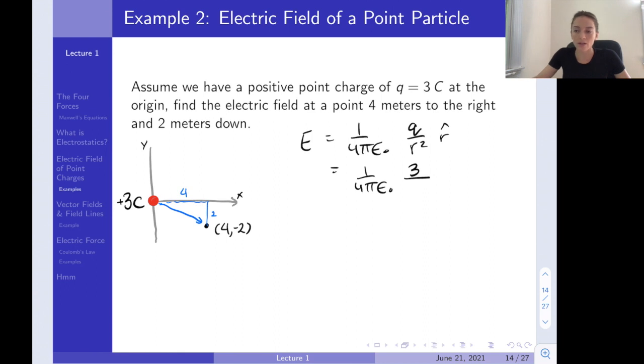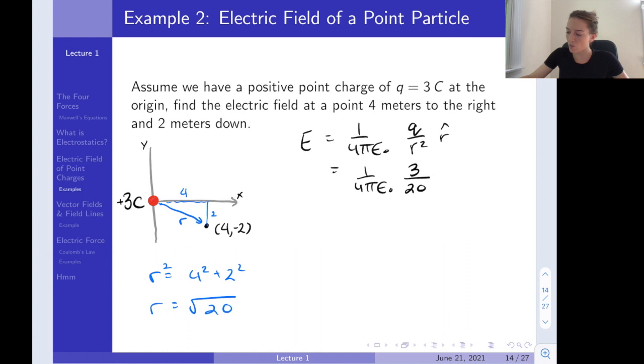And now what is R? R is the distance from our charge to the point where we're measuring the electric field. So we're going to have to use the Pythagorean theorem here to figure out this distance R. So this is R down here. R squared is going to be 4 squared plus 2 squared, so R is going to be the square root of 16 plus 4, which is square root 20. But it's R squared, so we just get 20. So we've got 3 over 20.